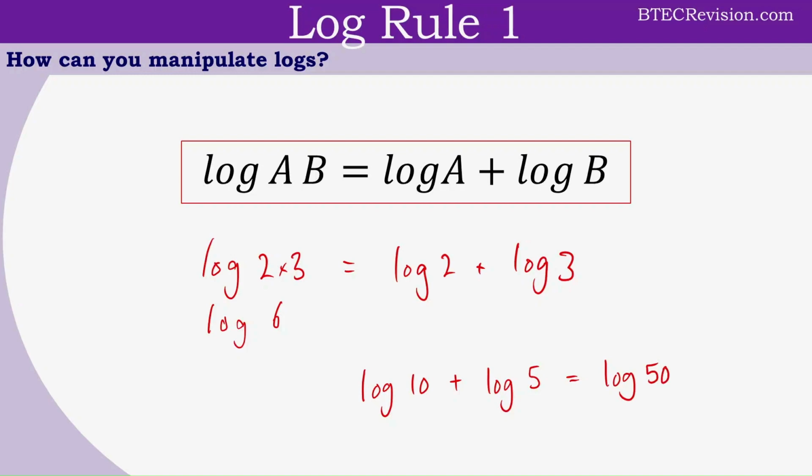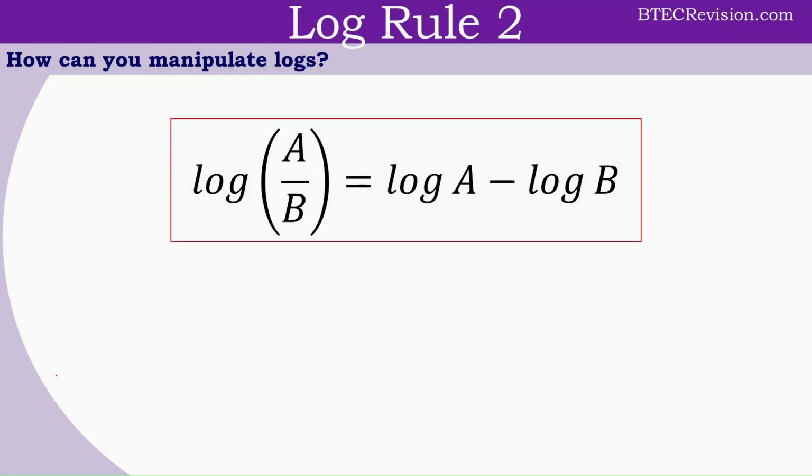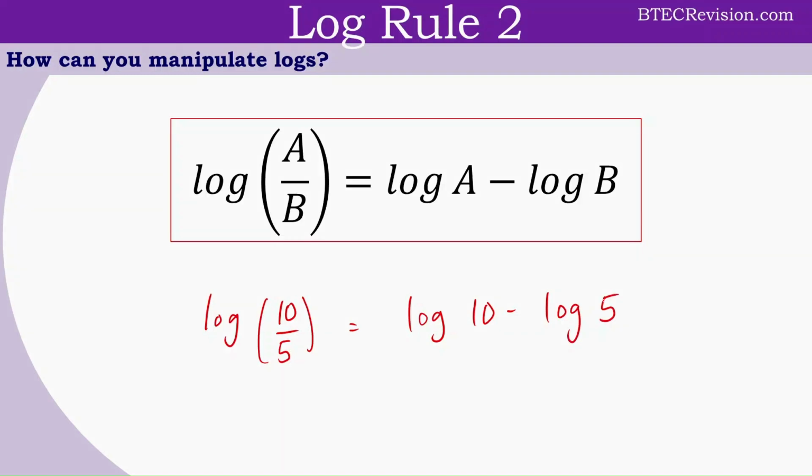50. The second log rule is log a divided by b is equal to log a take away log b. Let's take, for example, log 10 divided by 5. That's equal to log 10 take away log 5. Log 10 over 5 is also equal to log 2. So we can say that log 2 is equal to log 10 take away log 5.